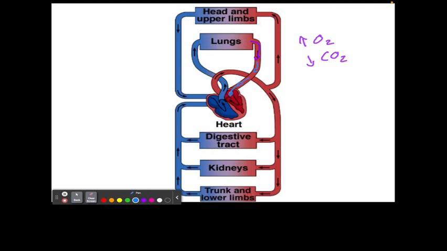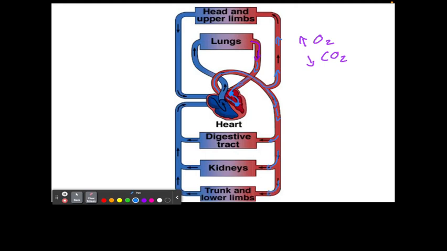the left atrium. From the left atrium, they go through the bicuspid valve into the left ventricle, and then from the left ventricle through the aortic semilunar valve into the aorta, and from the aorta all throughout the body through a variety of arteries that eventually lead to every part of your body. Some go to the head and upper limbs, some go to the lower end of the body, digestive tract, kidneys, etc.